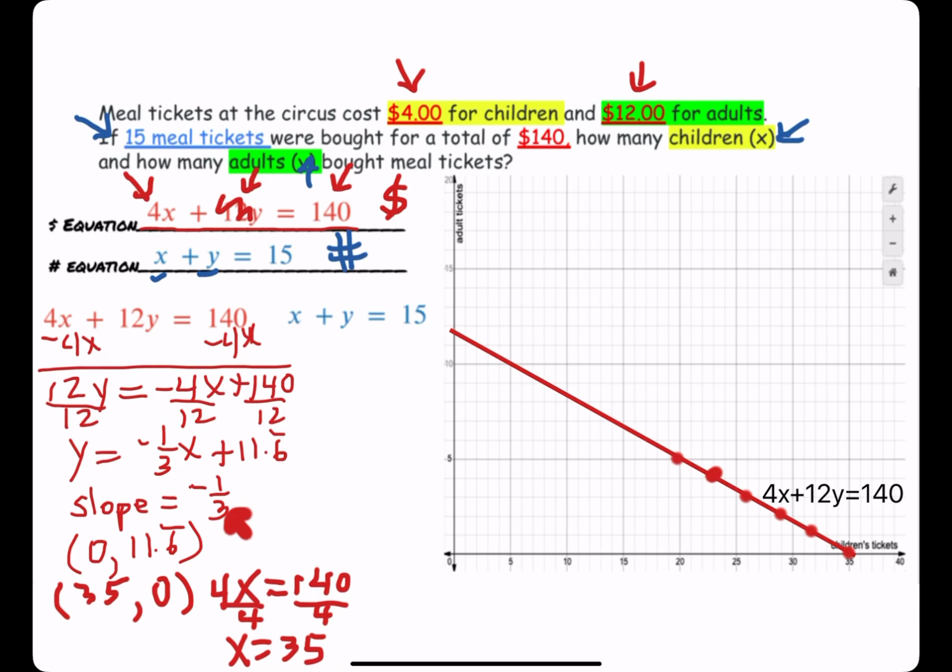Now I'm going to solve the other equation for y, and this one will work out to be a little bit easier because when I subtract x from both sides to solve for y, I get y equals negative x plus 15. Not only is my slope very convenient, negative 1, but my y-intercept, 0, 15, works very well on the graph.